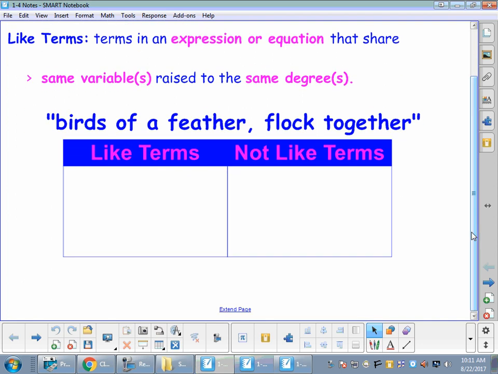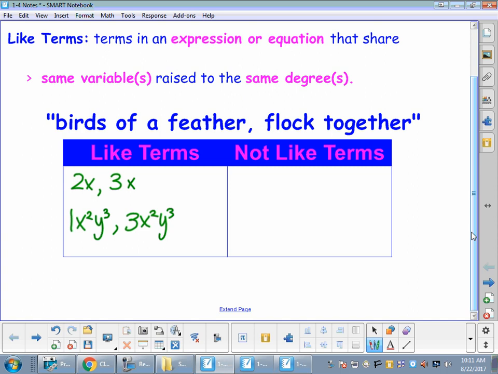A 2x and a 3x are like terms. They're both x to the first degree. Who cares about the 2 and the 3 out front? If I have an x squared y cubed, I have to have another x squared y cubed in order to be like terms. So you can have more than one variable, but they have to be raised to the same exact power, each of them. The numbers out in front don't matter. Even though there's no number there, we could put a 1 in front as well.